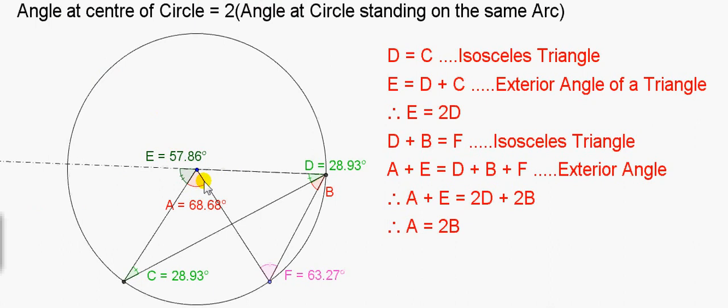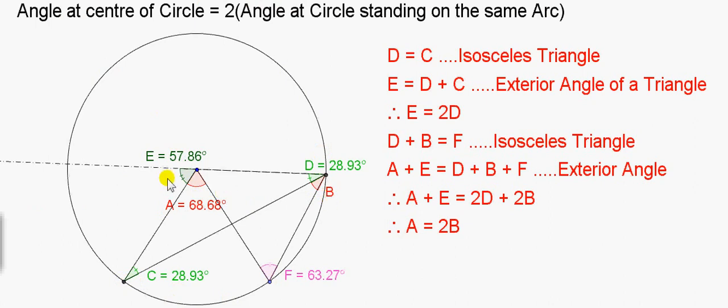Now let's consider this case here. The angle at the center of the circle here is called A, so it stands on this arc down here, the arc joining this point to this point here. Angle B is an angle at the circle. We can get that by picking any point on the circle and joining the point to the endpoints of the arc. And it's also true that angle A is twice angle B. Angle A in this case is 68.68, so angle B would be 34.34 in this case.